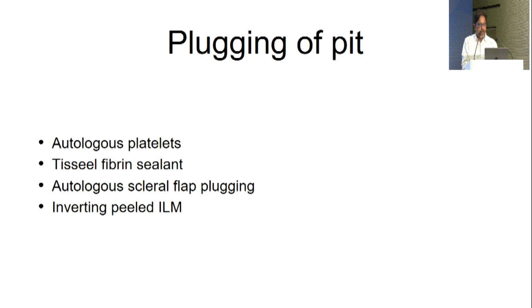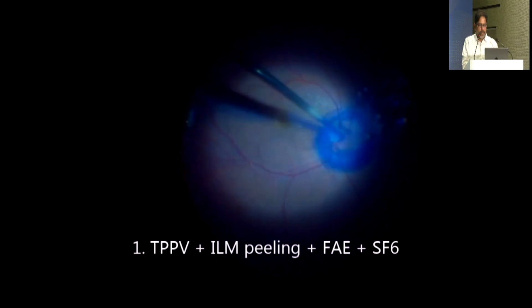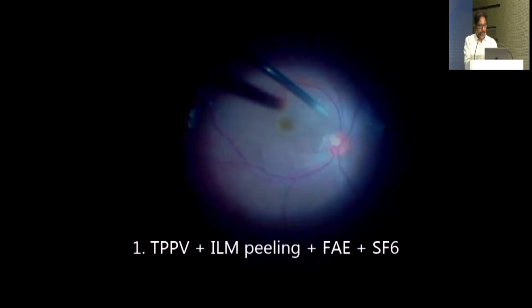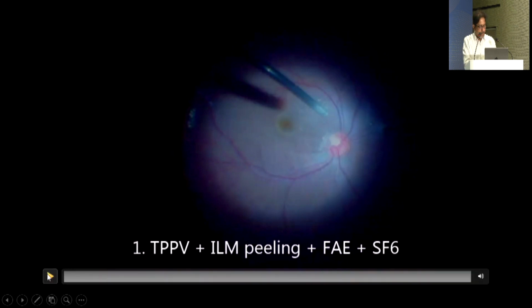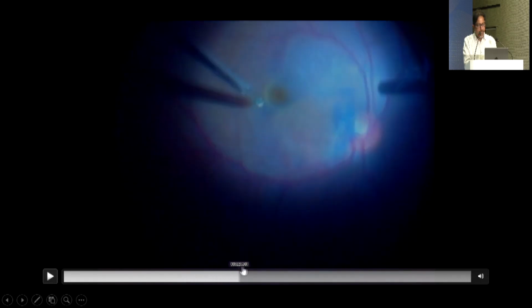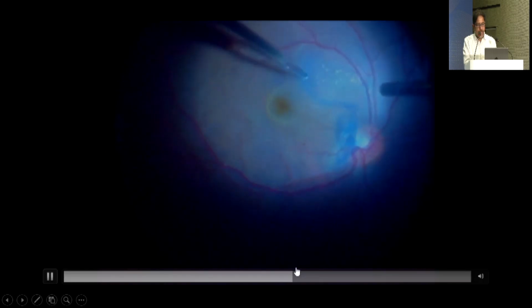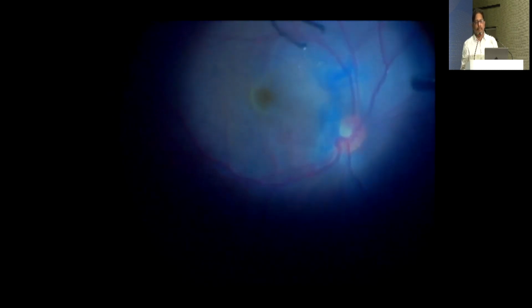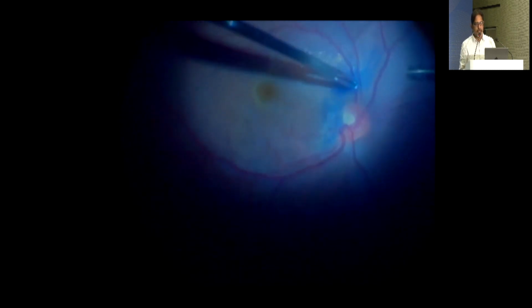Some people have used fibrin sealant, some autologous blood, some scleral flap, and also ILM. This is one case of ILM peel for an optic disc pit maculopathy. You can see that here they did a fovea-involving ILM peel. The risk of a fovea-involving ILM peel is that if the foveal area is very thin, it can produce an iatrogenic macular hole, which does happen.